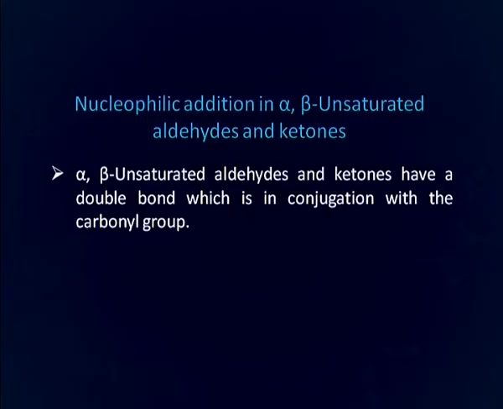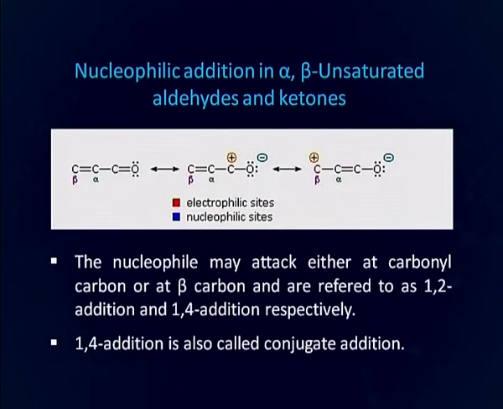To start with, the nucleophilic addition in alpha beta unsaturated aldehyde and ketone. The alpha beta unsaturated aldehydes and ketones have a double bond which is in conjugation with the carbonyl group. The resonance structure is shown like this. You can see here that this is an alpha beta unsaturated carbonyl compound and these two are the resonance structures of this alpha beta unsaturated carbonyl compound.